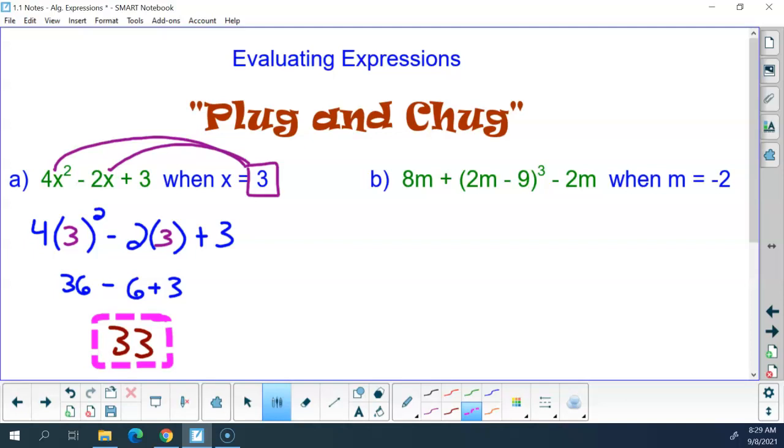Okay. You try letter B. You can sit wherever you want.